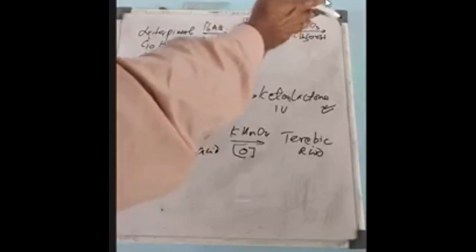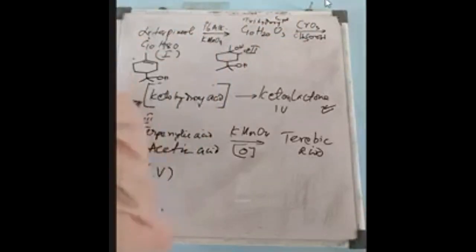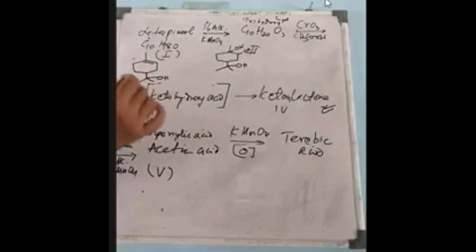Then it was further treated with chromic acid, which was prepared by dissolving chromium trioxide in acetic acid. Then the keto hydroxy acid was obtained, and this keto hydroxy acid was given the formula like this one here.